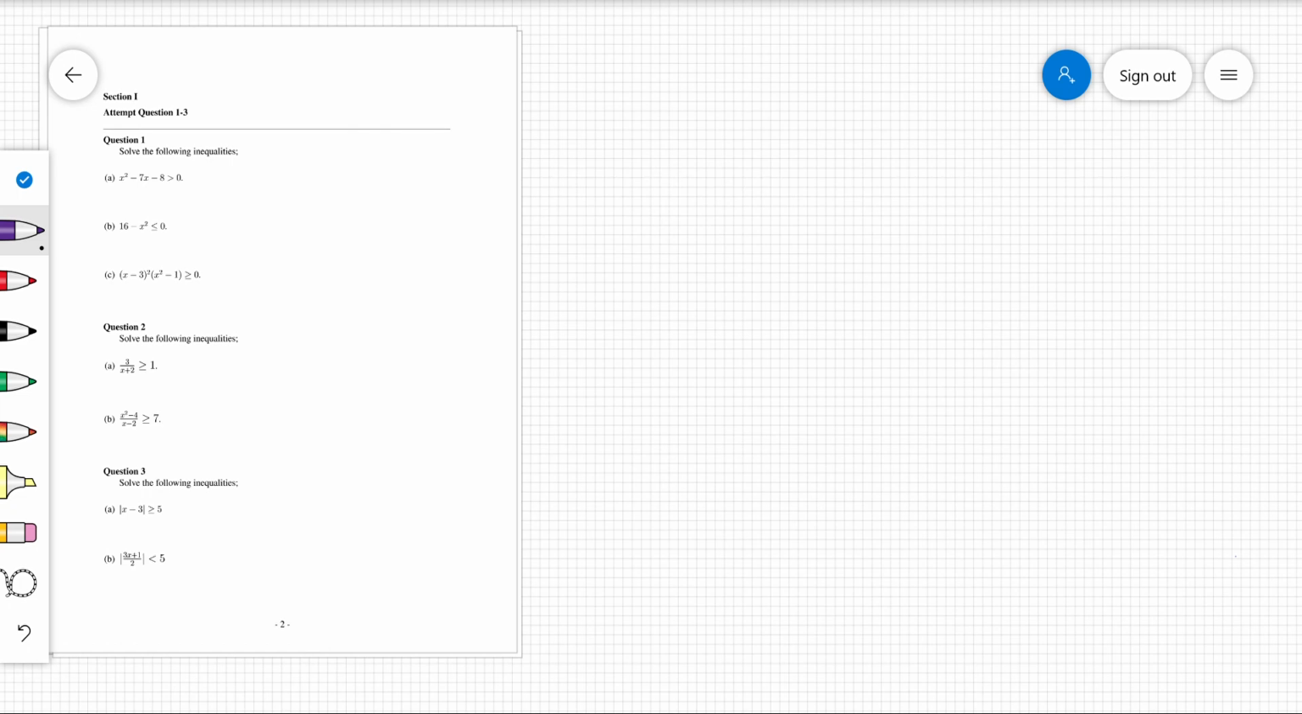So this is an absolute value greater than or equal to 5, and that really means that x minus 3 is going to be less than or equal to minus 5, so it's on the outside, or x minus 3 is greater than or equal to 5. So either of those. Let's have a look. That means x is less than or equal to, add 3 and we get minus 2. Add 3 and we get 8. So x is less than or equal to minus 2 and x is greater than or equal to 8.